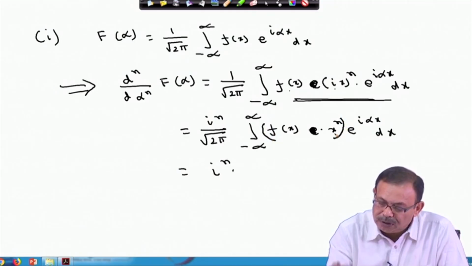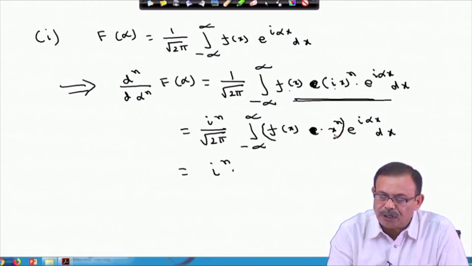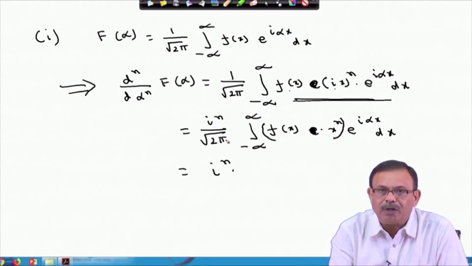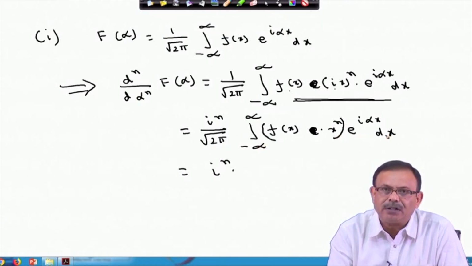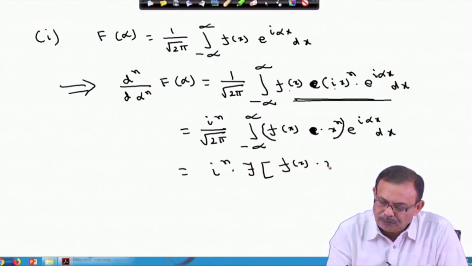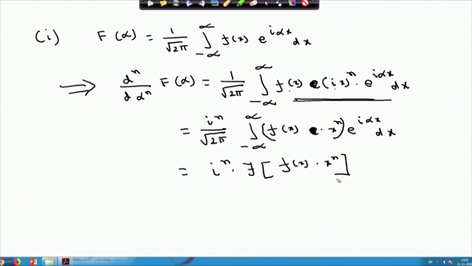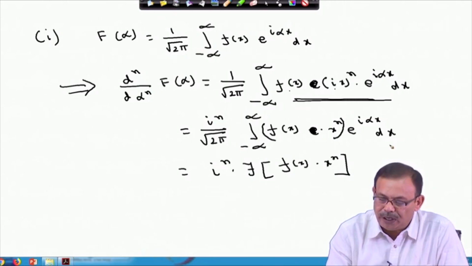So, what is your function? If I assume that this is my new function, say g(x), which equals f(x) into x to the power n, then 1 by root 2 pi, integral from minus infinity to infinity of g(x) into e to the power i alpha x dx is nothing but the Fourier transform of g(x). So, I can write it as the Fourier transform of f(x) into x to the power n. So, I think it is clear. Fourier transform of f(x) into x to the power n is equal to 1 by root 2 pi, integral from minus infinity to infinity of f(x) into x to the power n into e to the power i alpha x dx.